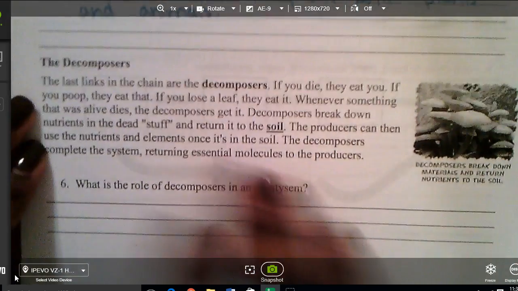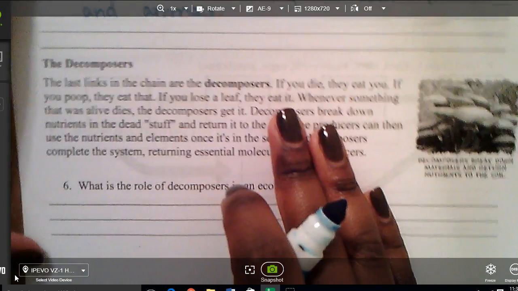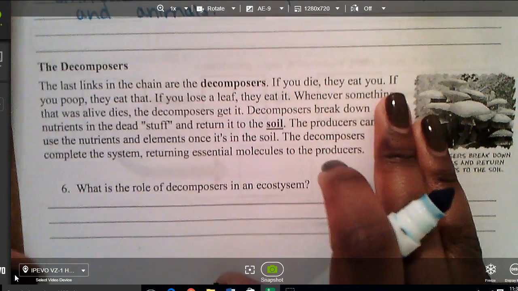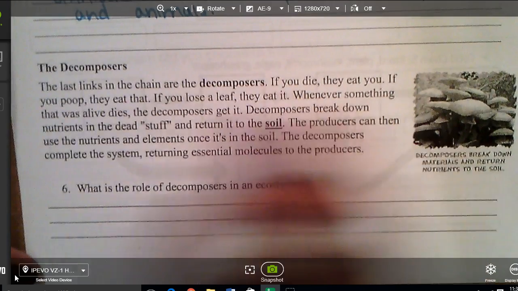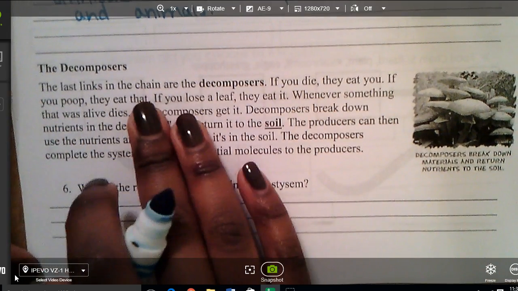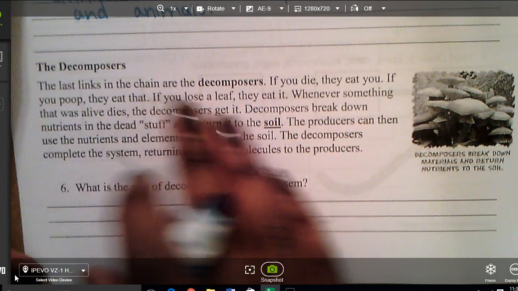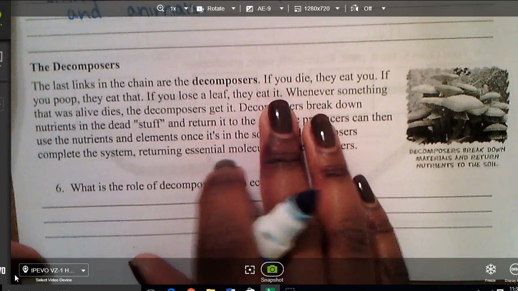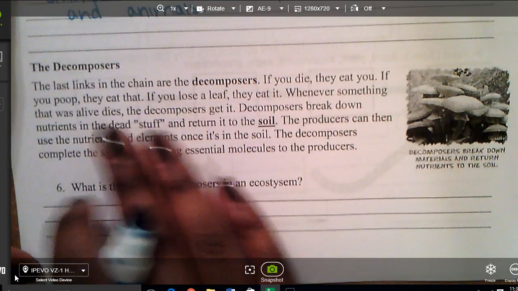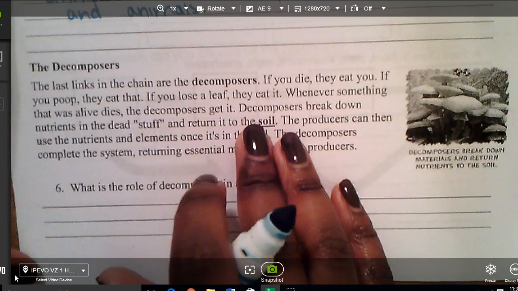decomposers. The last thing in the chain are the decomposers. If you die, they eat you. Okay, just that simple. If you poop, they eat that. Nasty. If you lose a leaf, they eat it. Whenever something that was alive dies, the decomposers get it.